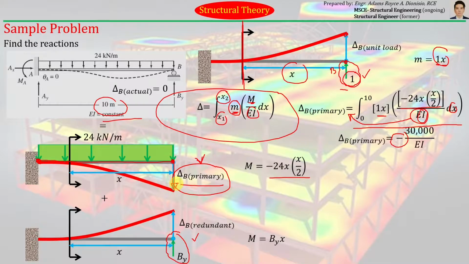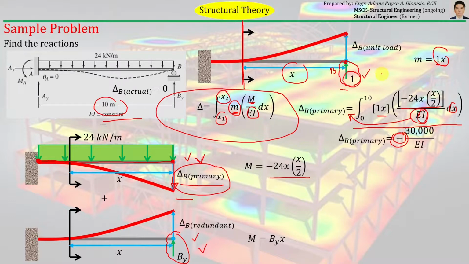But as what we did here, since we are adapting the direction of the redundantly loaded structure instead of the primary structure, it will obviously be directed in the opposite direction as the primary structure. That's why we have a negative sign here. That is the only meaning of that negative sign.